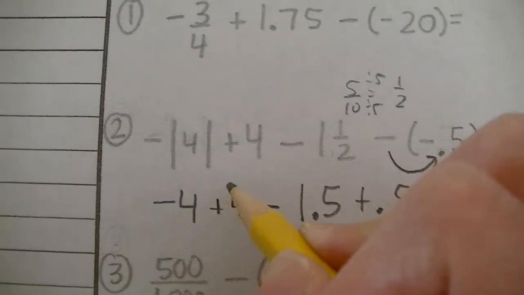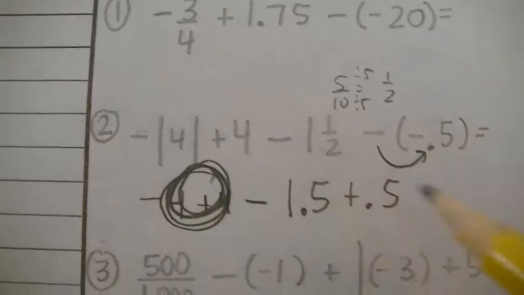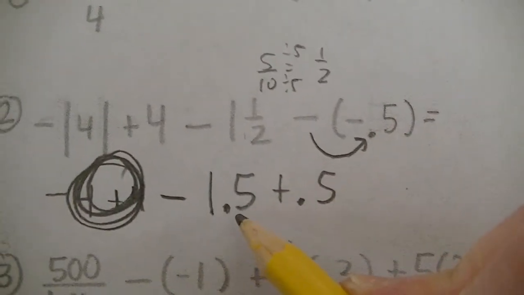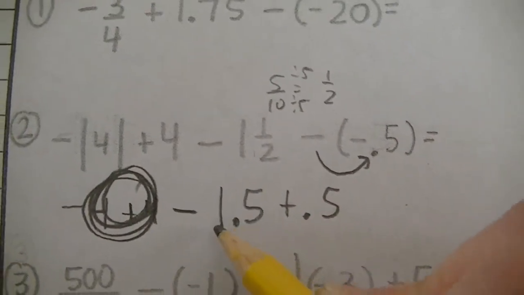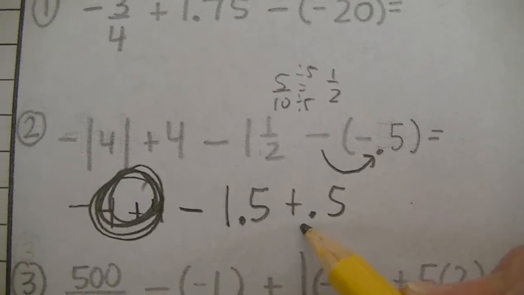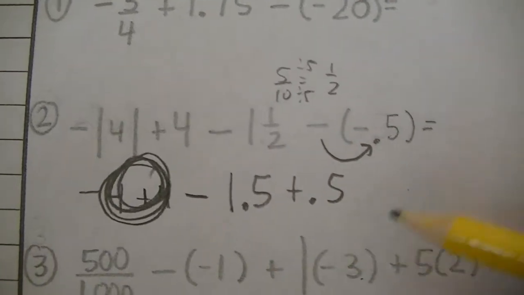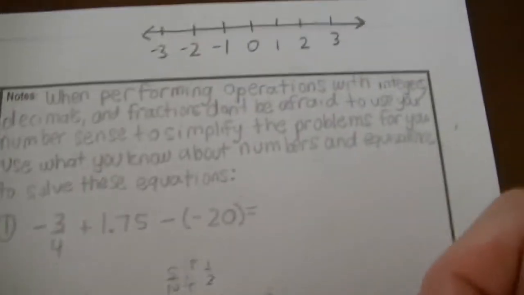So negative 4 plus 4, that's 0, so that's gone. And all you're left with is negative 1 and 5/10 plus 5/10. So I want you to get a visual of this. Think about it on a number line right up here.